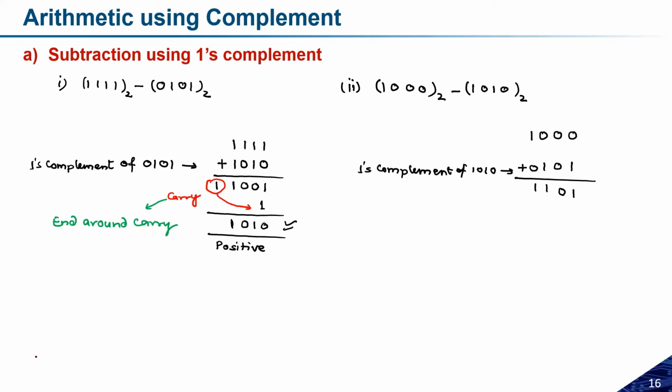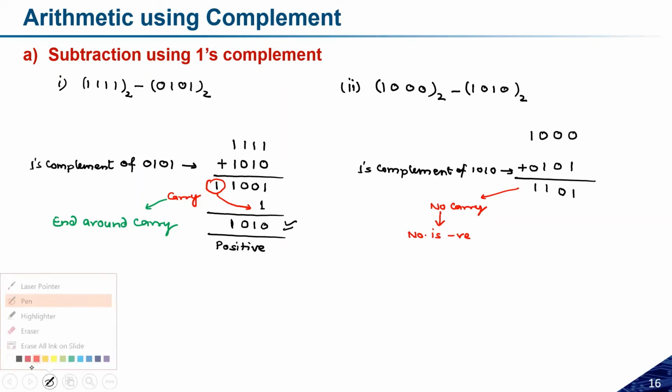Now what is the exact number? Okay. So if you see here, no carry, and that indicates the number is negative. Now, whatever the result we are getting, this result is not the exact result. Whatever result we have received here, 1, 1, 0, 1, this is not the exact result.